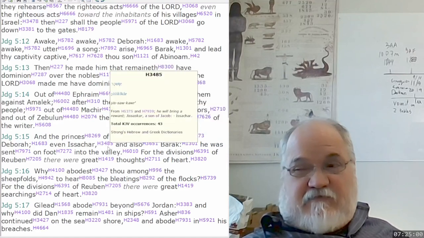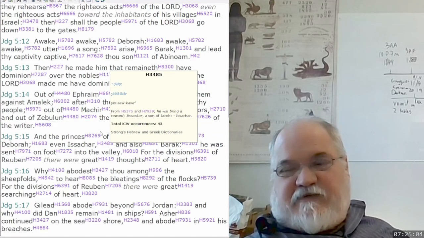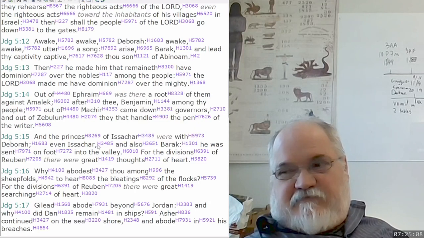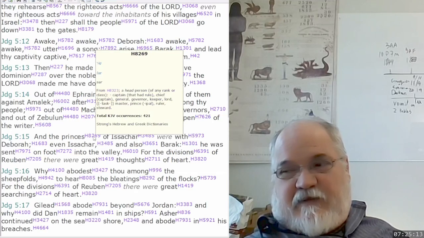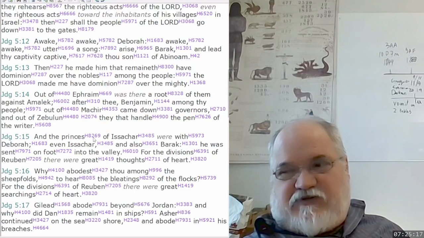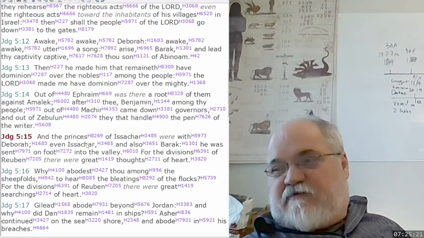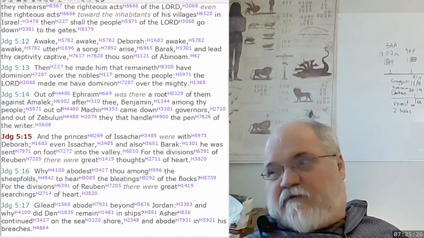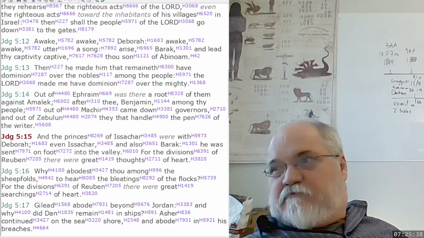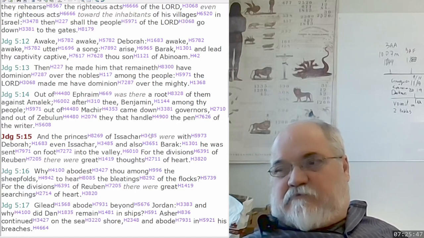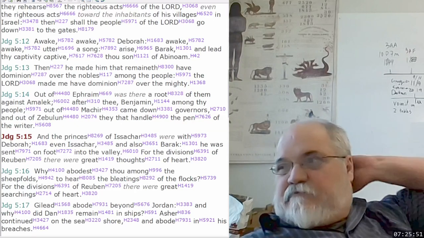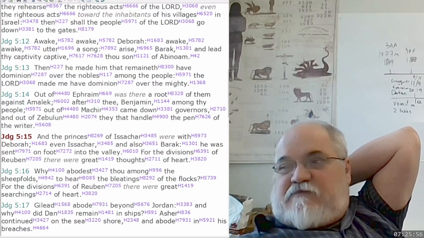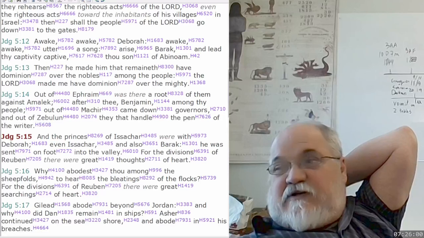But Issachar in its character loves ease and pleasure. And here it's going to be the princes of Issachar. Now it doesn't make mention here that the princes of Issachar support Deborah and Barak other than in this song, right? Because we don't have Issachar mentioned otherwise. I would think that to be correct.